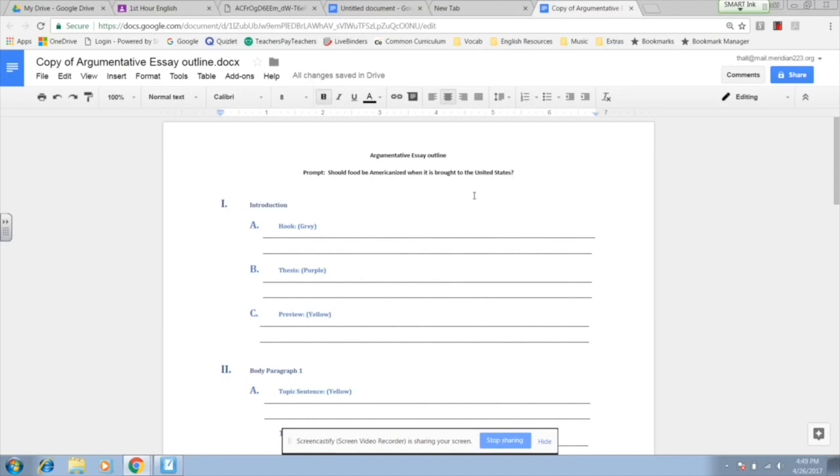paper together. Now, since I am very confident that you guys are good at writing an argumentative paper, I'm not going to actually write on the outline. I'm going to refer to it, but I'm going to jump right into typing this paper.